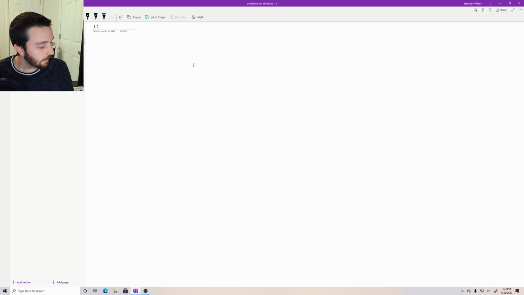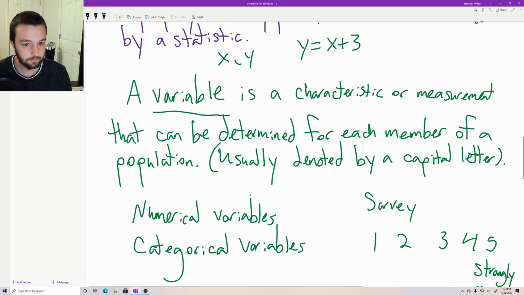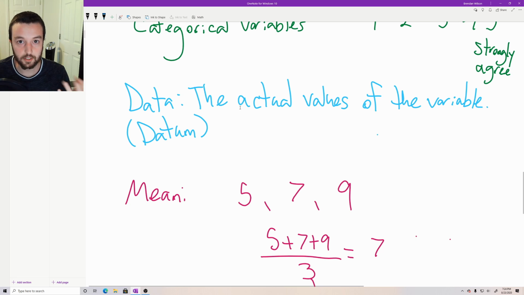So this section is about data in a general sense. Last section was about definitions, and one of those definitions included data. Let's just remember what that definition was exactly. Data: the actual values of the variable. So if you're doing an experiment, you would be collecting the data. Maybe if you're taking surveys, the survey answers would be your data.